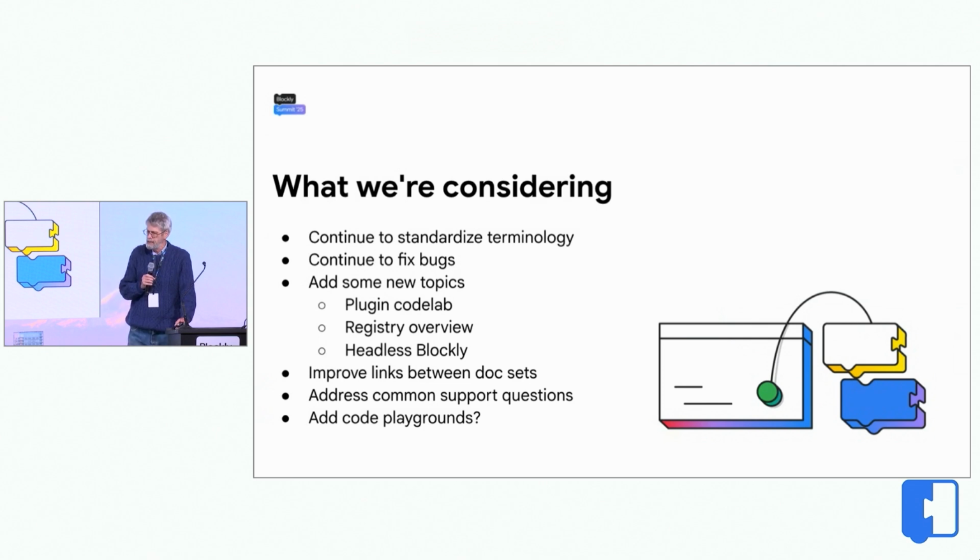Maybe using AI to go through the support questions, see if there's any commonalities of things that are popular problems that still aren't addressed by the documentation. And we're also thinking about adding code playgrounds. We haven't really looked at that yet, so we're not even sure what technology is out there that would be applicable for the systems that we're using. And that's where we're at.